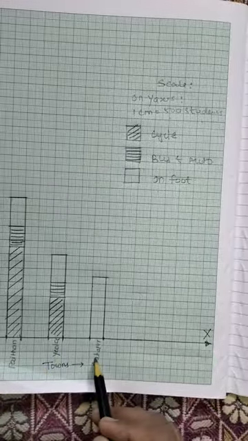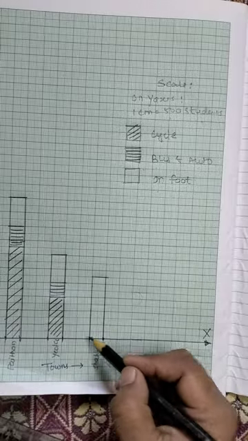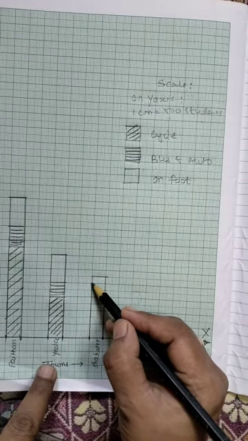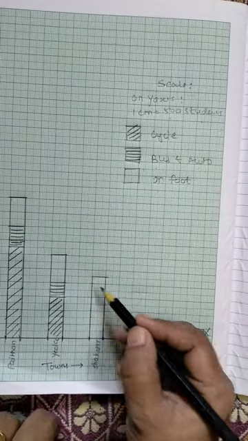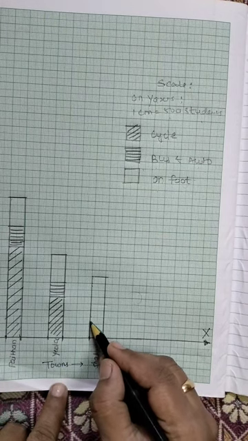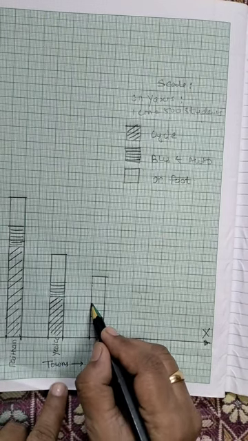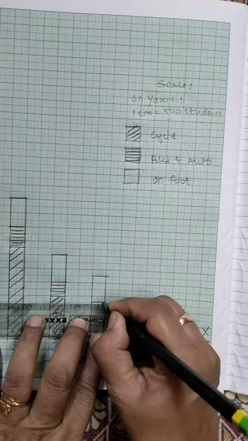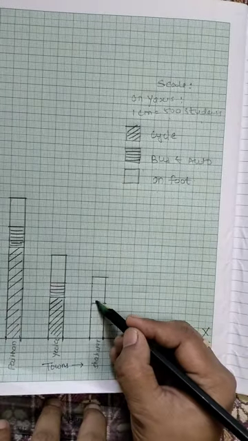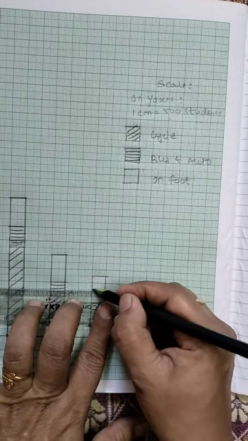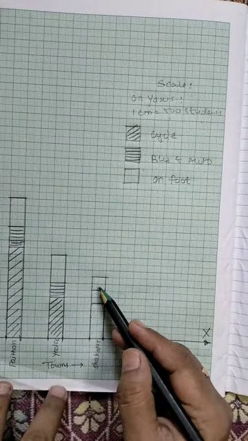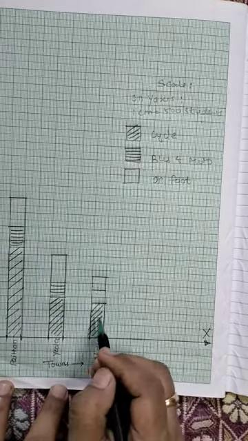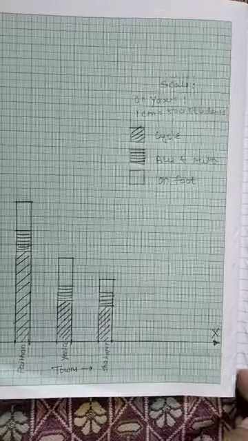For Shahapur, total is 2250, so 500, 1000, this is 2000 and 2250. Now cycle 1000 and 250, so this one will be the cycle. 500 for bus and auto, that is this 1 centimeter, and the remaining 1 centimeter, that is 500, for on foot. So we'll shade this. So this is our final answer.